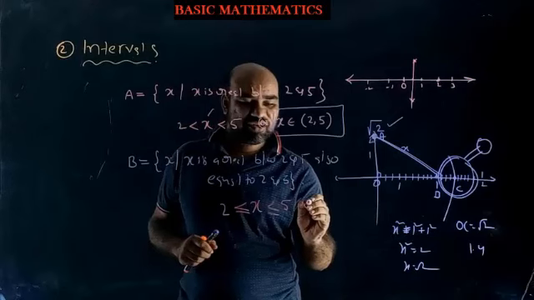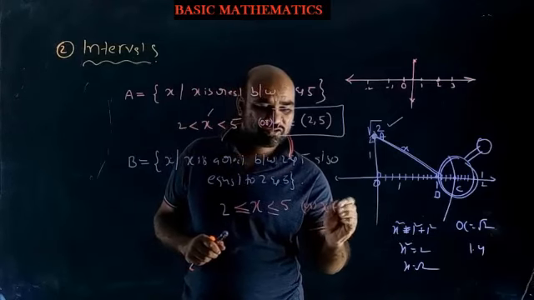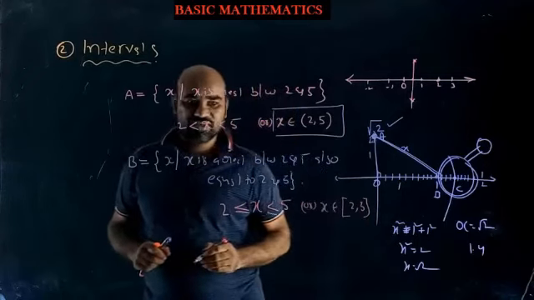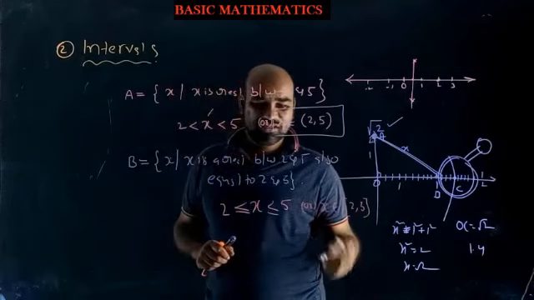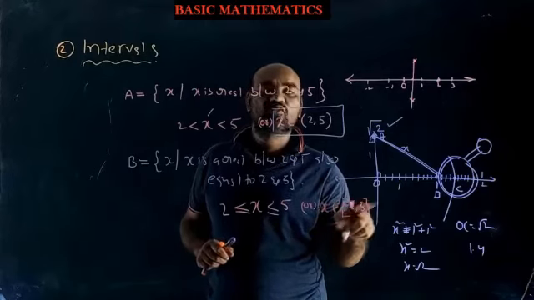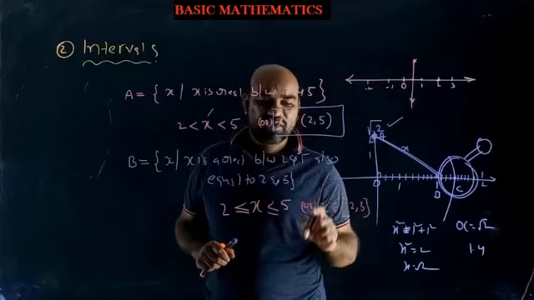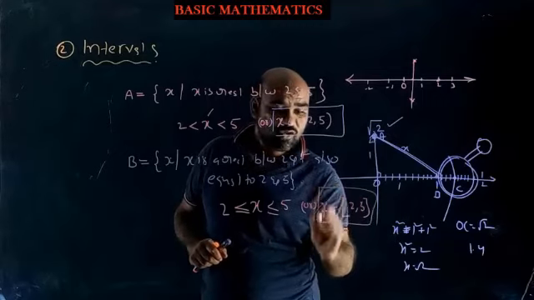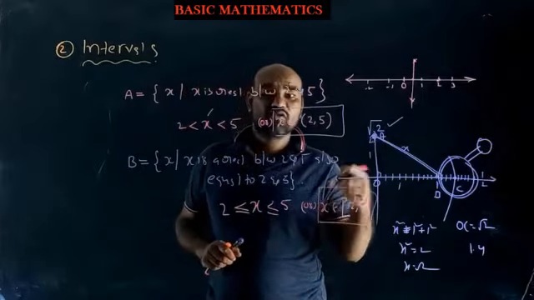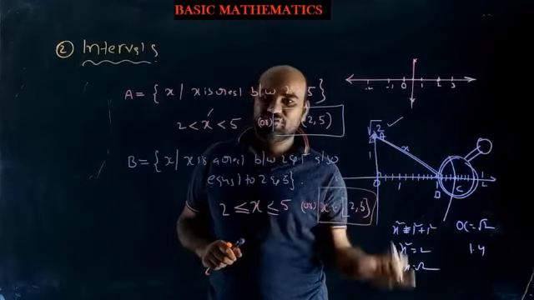So another way you can write it is x belongs to box 2 comma 5. How to read it, that is important. We can read it as x belongs to closed interval 2 to 5. Closed interval 2 to 5 means if x belongs to closed interval 2 to 5, then x is a real number that lies between 2 to 5, including 2 and including 5.